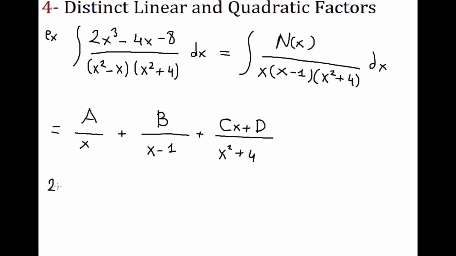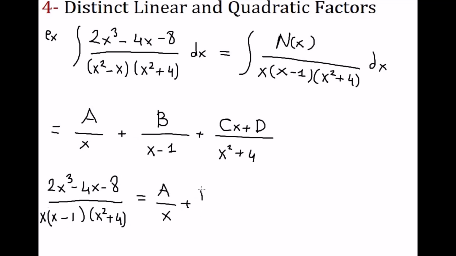Let's write our original equation, 2x cubed minus 4x minus 8 over x squared minus x times x squared plus 4. Actually we can rewrite this as x times x minus 1 times x squared plus 4, because that was the final form. So this is equal to A over x plus B over x minus 1 plus Cx plus D over x squared plus 4.